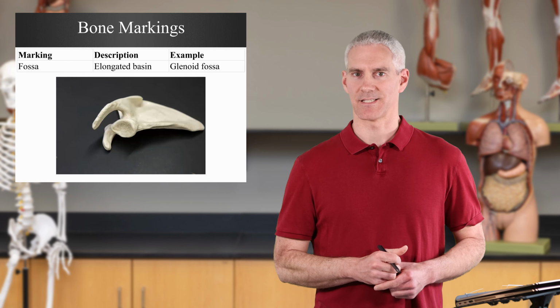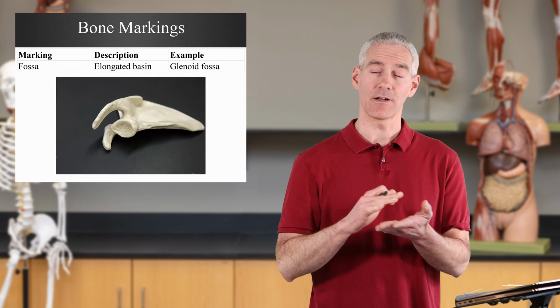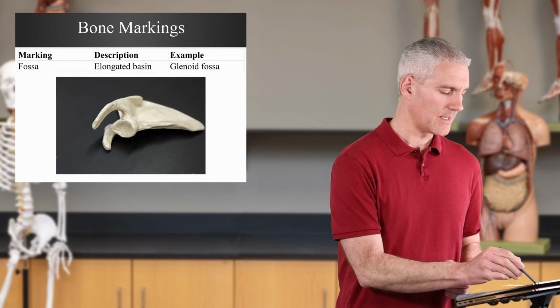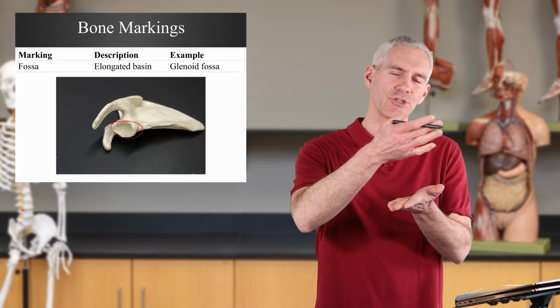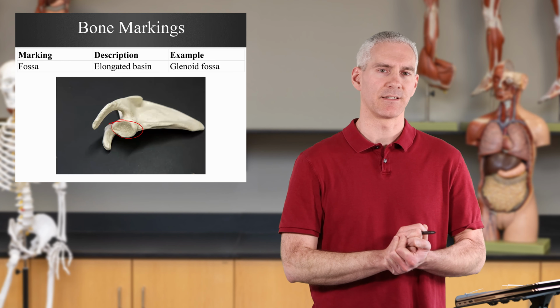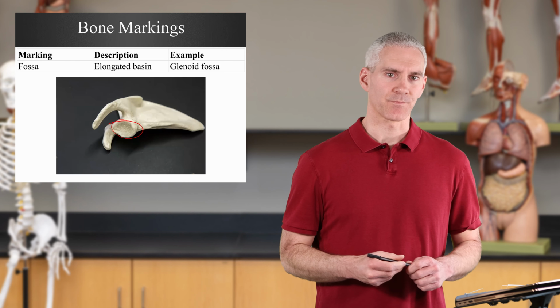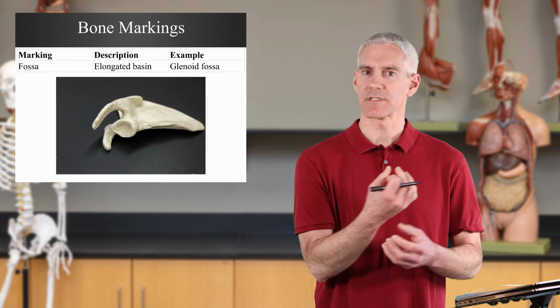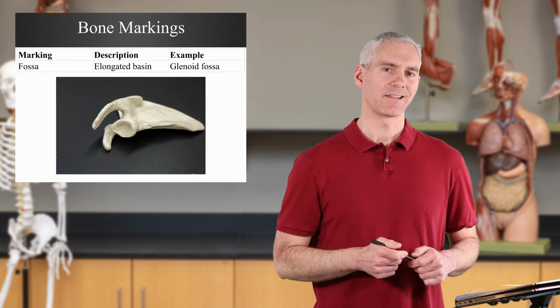Then we have fossa. A fossa is going to be a shallow indent. It's not a hole, but a shallow depression in a bone. This is going to be the glenoid fossa. So you have that shallow indent, or say a basin, at this point. It's something where usually something else can fit into. In this case, for the glenoid fossa, the head of the humerus fits right in, and that's where your shoulder joint is made. So this is the glenoid fossa.